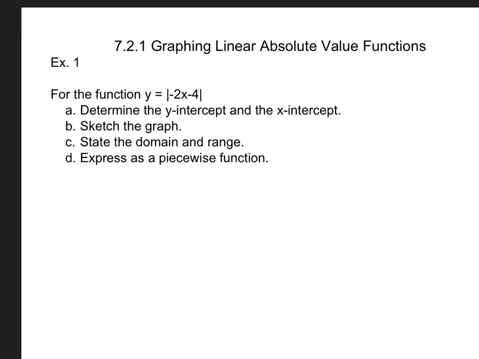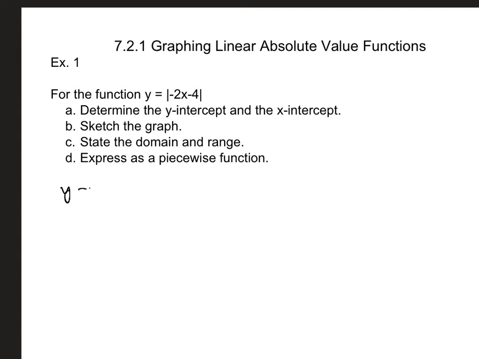In our last video, we looked at graphing absolute value functions by using technology. Now let's take an absolute value function and look at sketching the graph without the use of technology. So we have the function y equals the absolute value of negative 2x minus 4. So first we're going to determine what the y-intercept and what the x-intercept are.